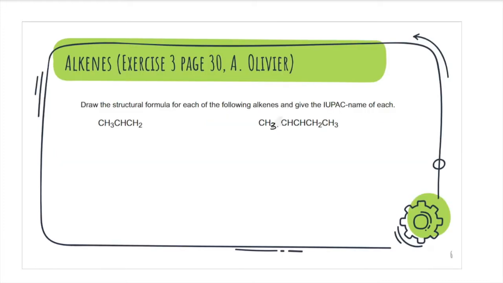So over here we have a few questions from Olive's textbook on organic chemistry, and here they say that we need to draw the structural formula for each of the following alkenes and give the IUPAC name of each. Remember, the alkenes are those compounds that contain double bonds somewhere within their longest chain. So here we are given condensed structural formulae, and we're going to just do our best to get the correct structure using what has been given to us.